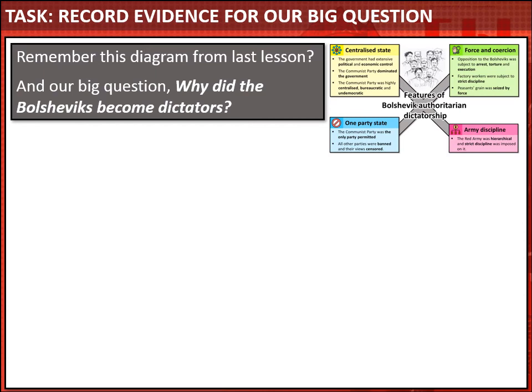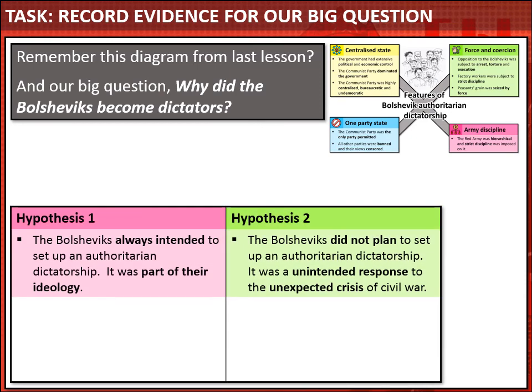Before we finish our lesson today, I want us to return to one of our big questions. Why did the Bolsheviks become dictators? Now remember, we made this diagram on features of the Bolshevik dictatorship, and we're currently looking to see when and why these features developed. We have 2 hypotheses on this. Firstly, hypothesis 1, that the Bolsheviks always intended to set up a dictatorship. And hypothesis 2, that the Bolsheviks didn't plan to set up a dictatorship. It was the civil war which made them do it.